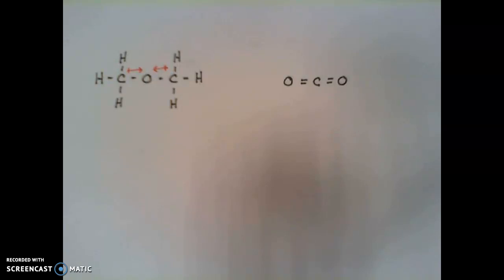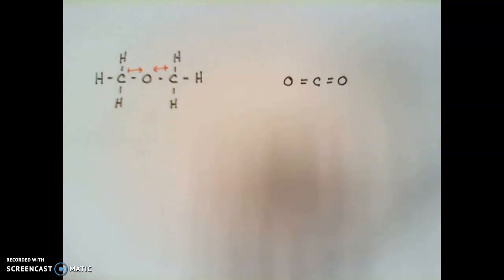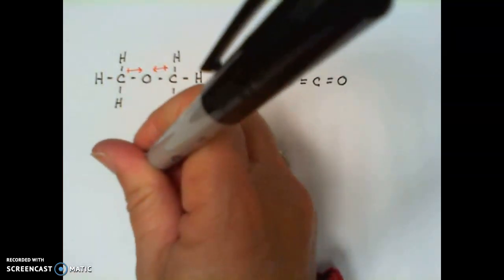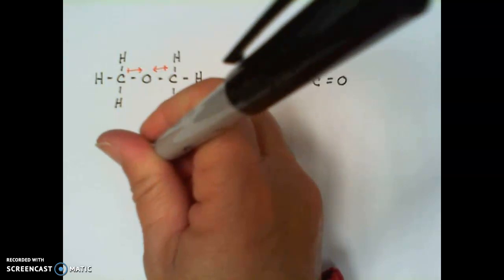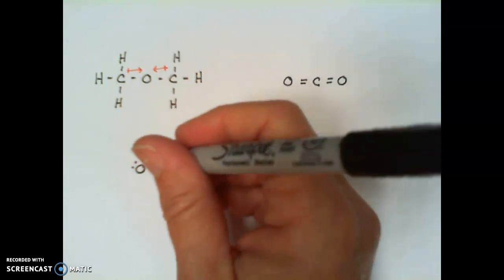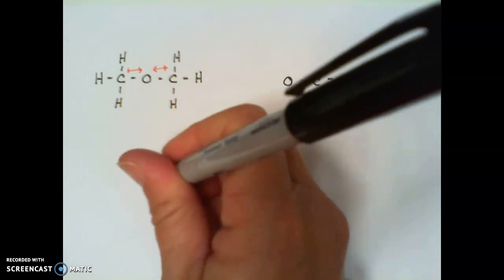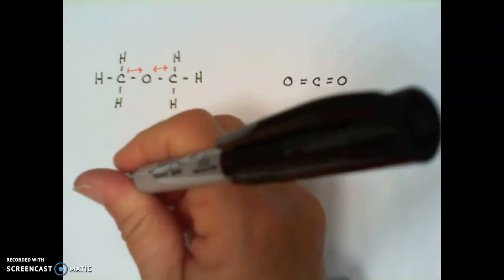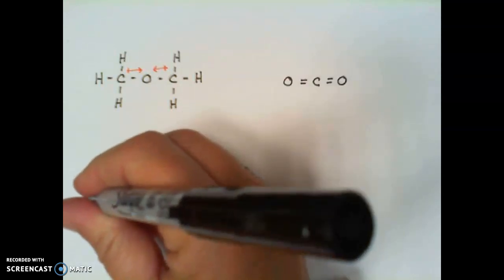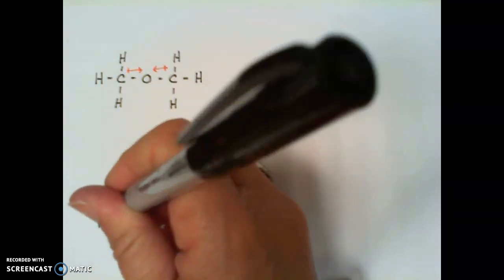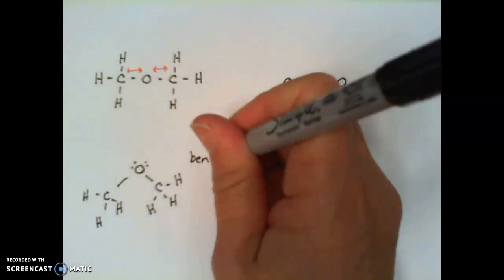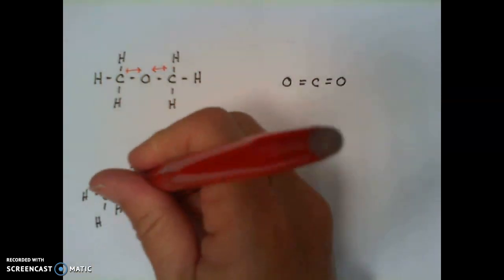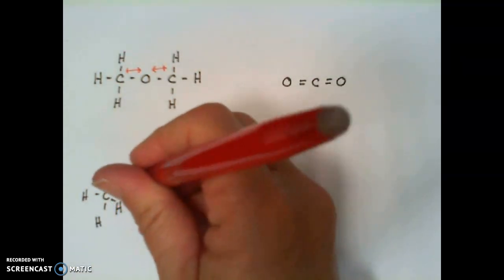But this is not true because the geometry around this oxygen, the electronic geometry, is tetrahedral. It's got two lone pairs on it. So we get a bent shape. Because of the bent shape, we get a dipole that looks something like this.